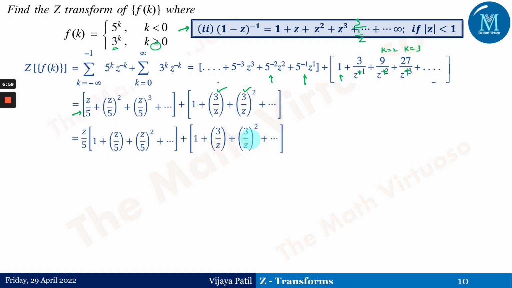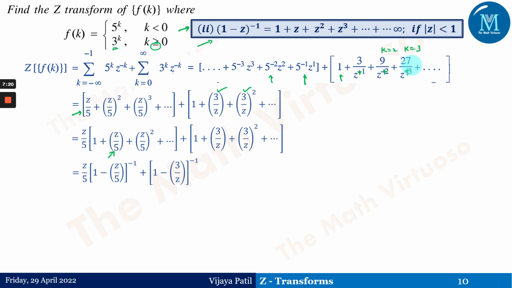Similarly, this is the second series, and this is what we are going to use. 1 minus z to the power minus 1 gives us 1 plus z square, and so on. All of them are positive. That is what we got here. And that means we are going to get z by 5 into 1 minus z by 5. Check this out.